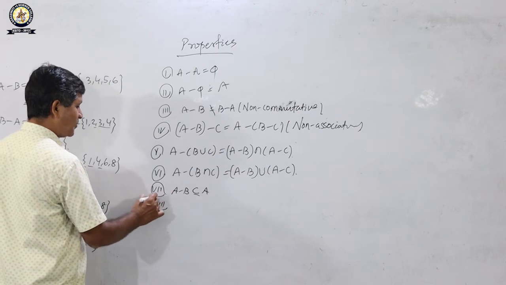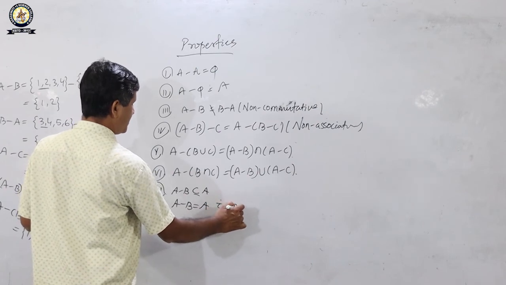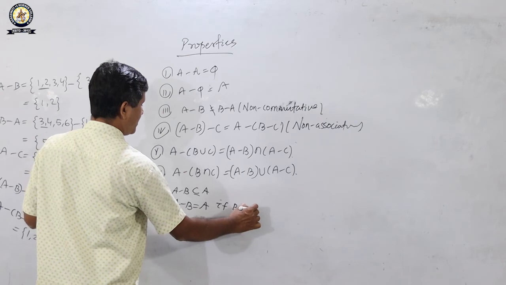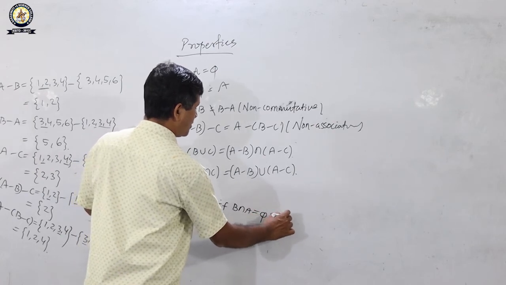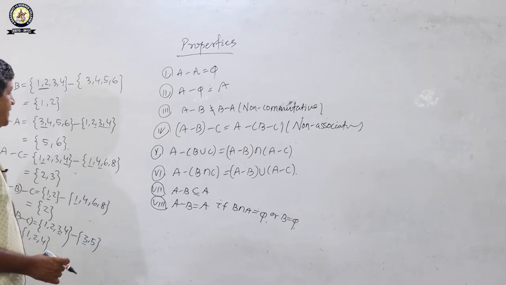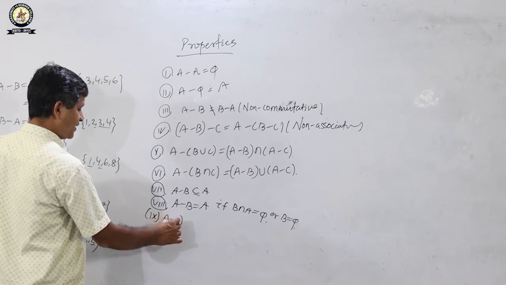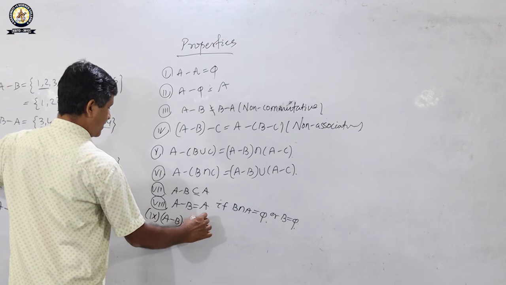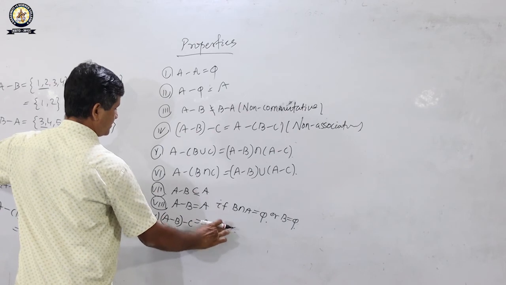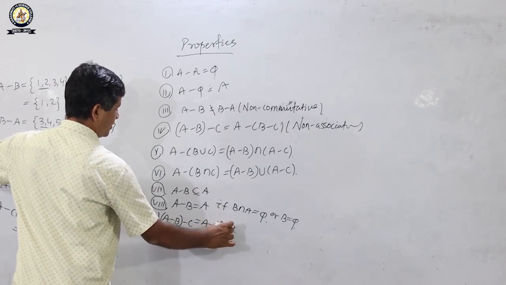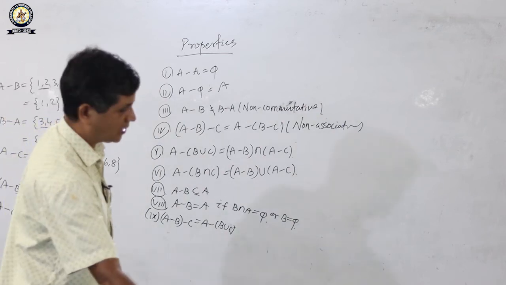Next, A difference B equals A if B intersection A is equal to the empty set, or B is equal to the empty set. Next, last one, A difference B difference C is A difference B union C, that is, A difference bracketed B union C. These are the properties, and there are many more properties, but we are discussing up to these.